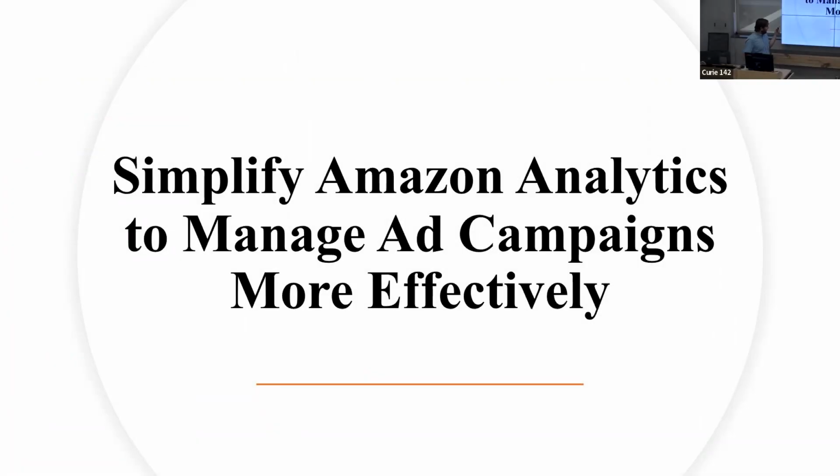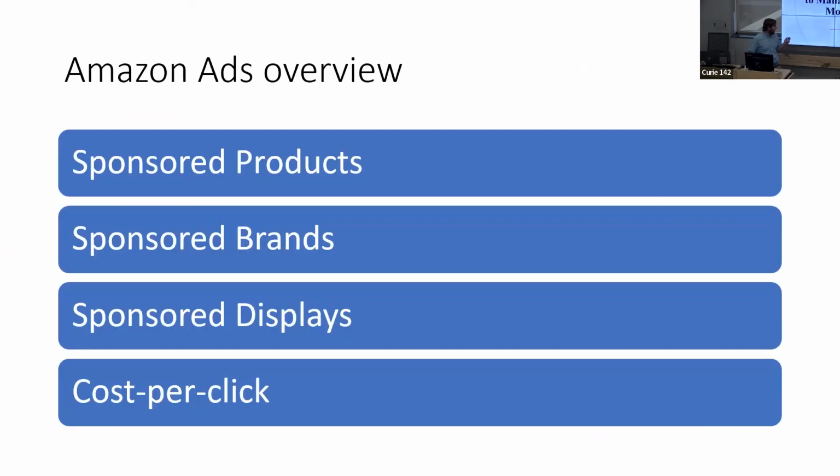My project is to simplify Amazon Analytics to manage ad campaigns more effectively. So first, we're going to talk about what exactly an Amazon ad is. As many of you probably already guessed, they're ads shown on Amazon. There are three main types of ads that Amazon will show you: sponsored products, sponsored brands, and sponsored displays.